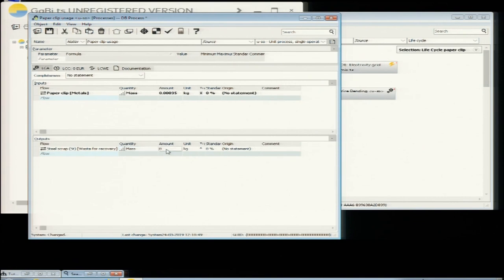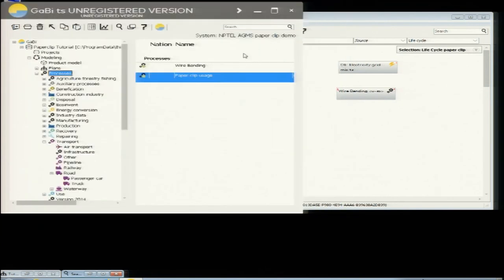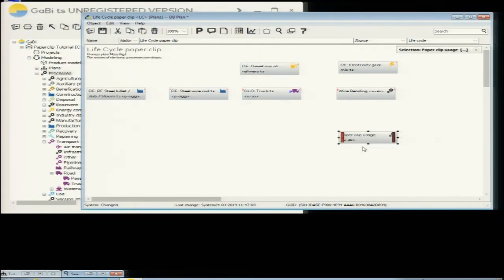So this is steel scrap, the amount here again has to be 0.00035, there is no reduction amount. So save this, close, paper clip usage. I'll put this as the process. It has one input in it. There is no output. This is not okay. There has to be some output. Let me try to edit it.